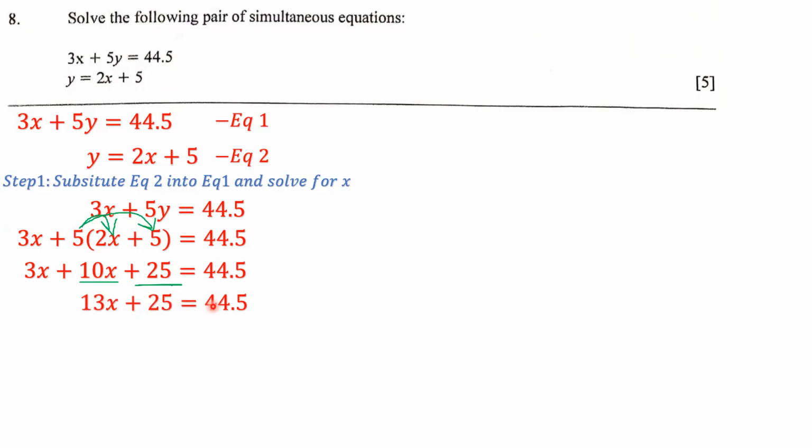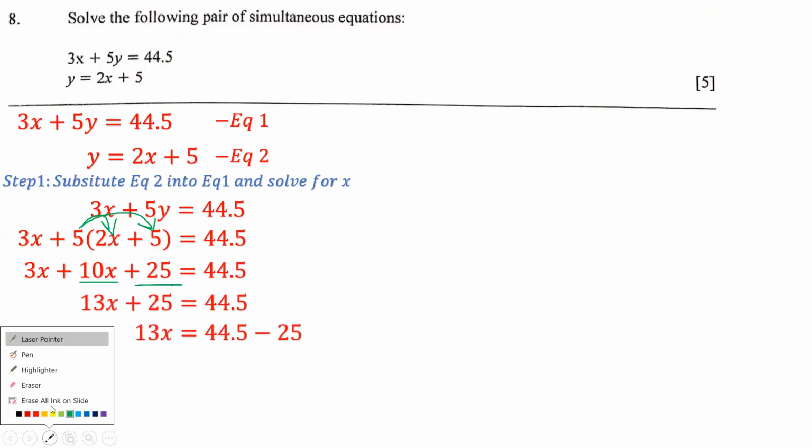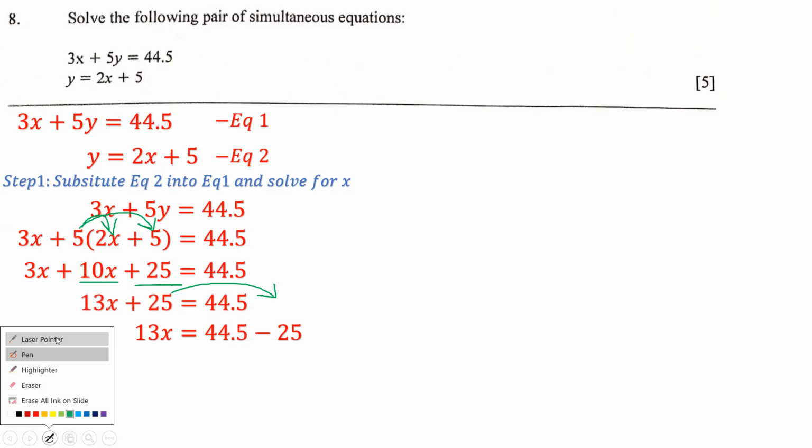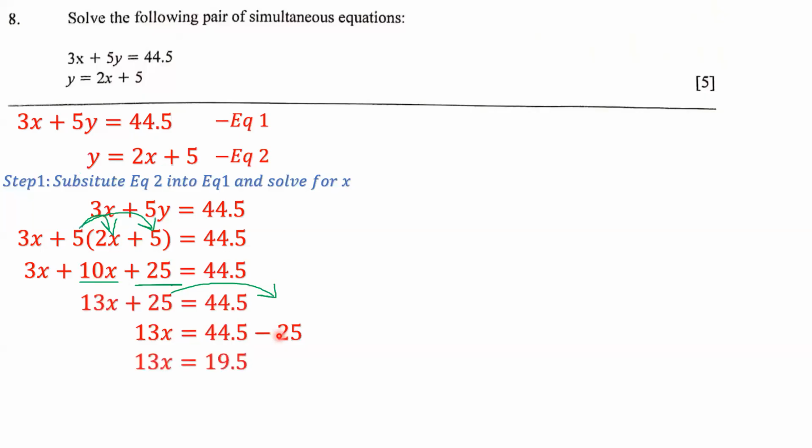Now we're going to send the 25 over the equal sign. It was a positive 25. Now, when we send it over the equal sign, it becomes a negative 25. And so we have 13x equals 44.5 minus 25. We perform the subtraction. 44.5 minus 25 is going to be 19.5.